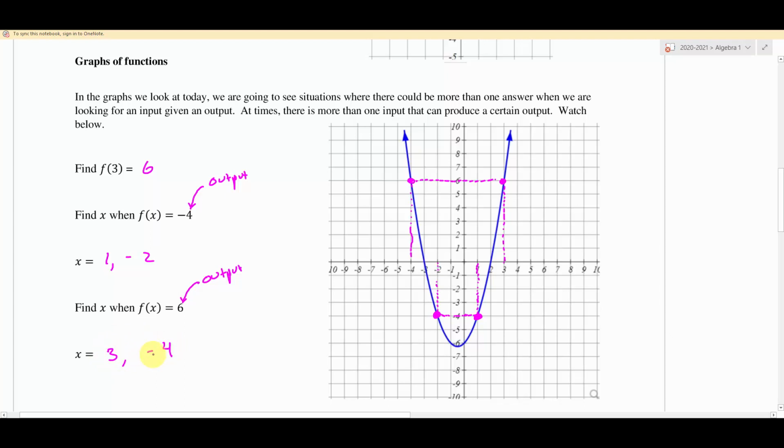And when we get to the test on Friday, you're going to want to make sure that you list both if you want to get full credit. Okay, getting one is good, getting both is excellent. All right, so you want to make sure you get both.